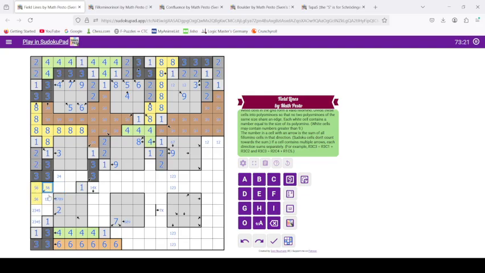If this is a 6, where's it go? In fact, this cannot be a 6. 1, 2, 3, 4, 5, 6. And this is penned in. So this has to be a 5. Which means that a 4.